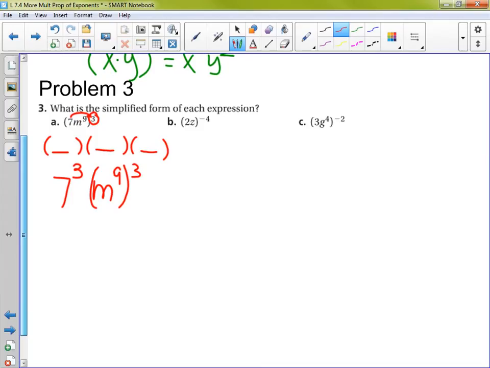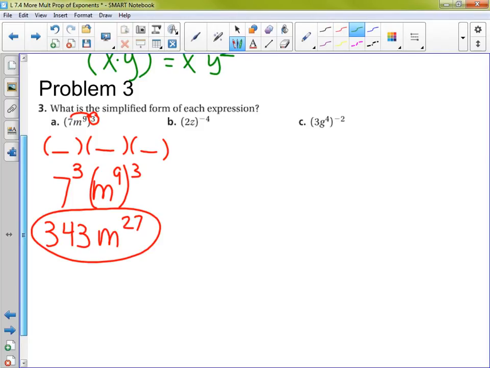m to the 9th raised to the third power. 9 times 3 is 27, so it's m to the 27th power. 7 to the third power is 343. And that's the answer.